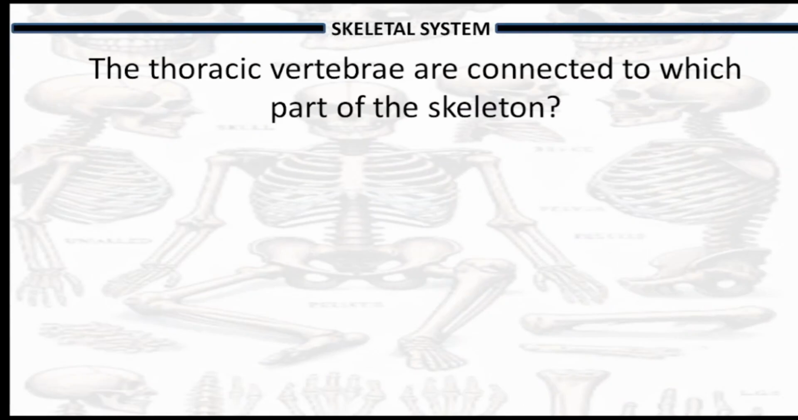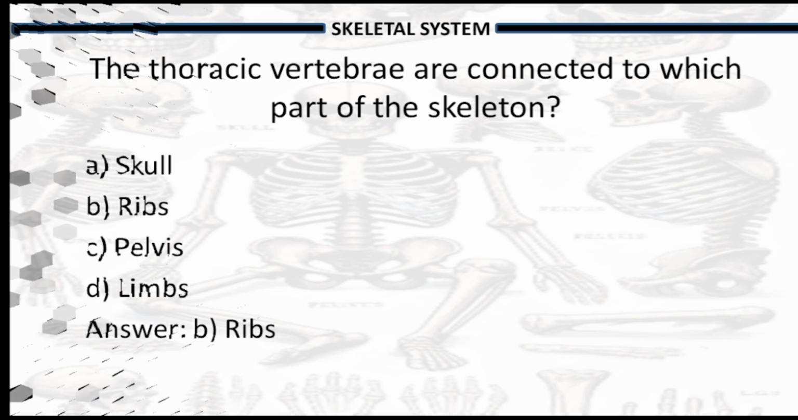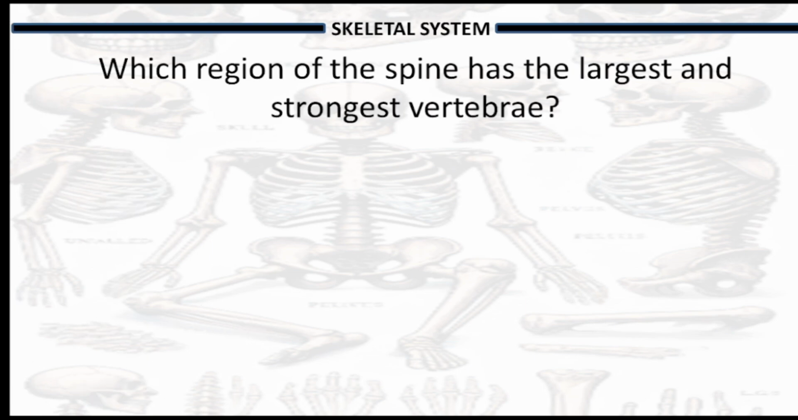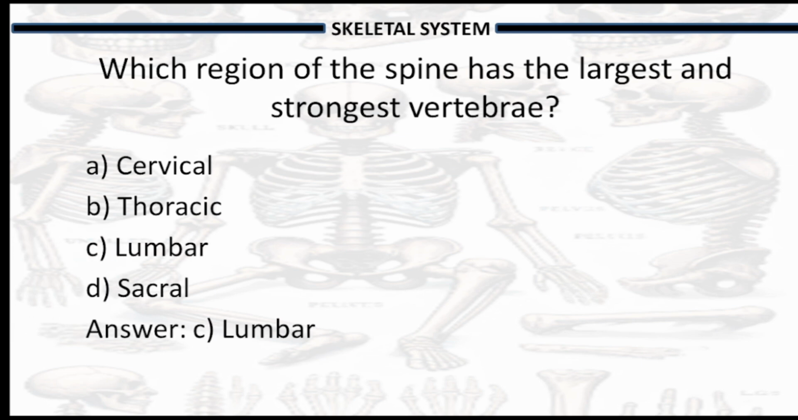The thoracic vertebrae are connected to which part of the skeleton? Right answer is ribs. Which region of the spine has the largest and strongest vertebra? Lumbar.